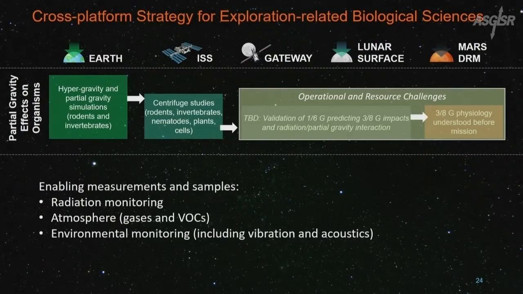The partial gravity: here we have an opportunity to go from the microgravity at the station, to 1/3 gravity in the Gateway, then down on the lunar surface, which is 1/6, and then 3/8 on Mars, as we perform experiments that will hopefully be viable to feed forward to Mars.